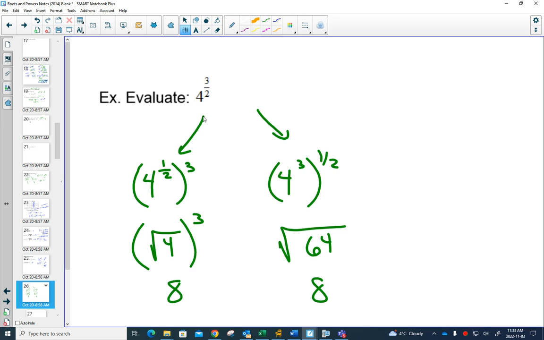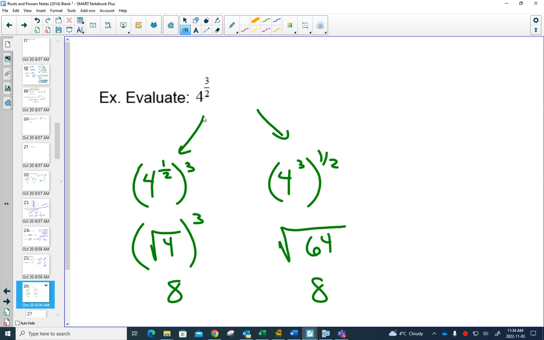Arguments for the first one being better. What's the biggest number you had to work with? We had to do mental math with the square root of 4, and then you got 2, and then you had to cube 2. So this one involved cubing 2, this one involved cubing 4. So a little bit harder, okay?